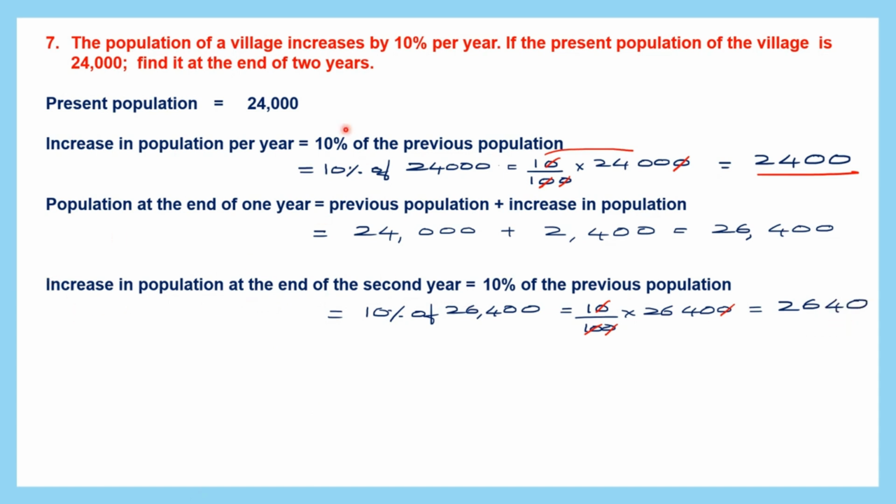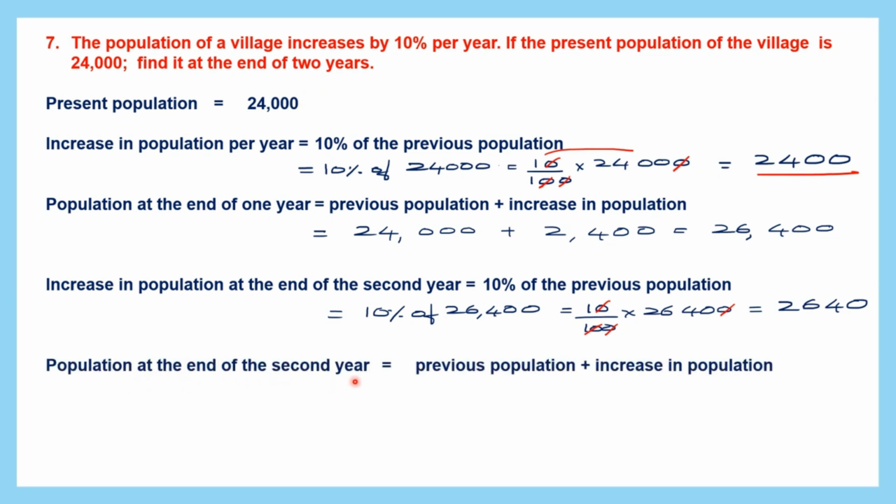So we have found the increase. Now we have to find what is the population at the end of 2 years. So to find that population at the end of the 2 years, we say the previous population, that is 26,400, plus the increase in population, which is 2,640. So let's do that. So the previous population is 26,400. To this we add the increase in population, which is 2,640. So when you add these two, you get 29,040. So this is the population at the end of 2 years, 29,040. This is our answer.